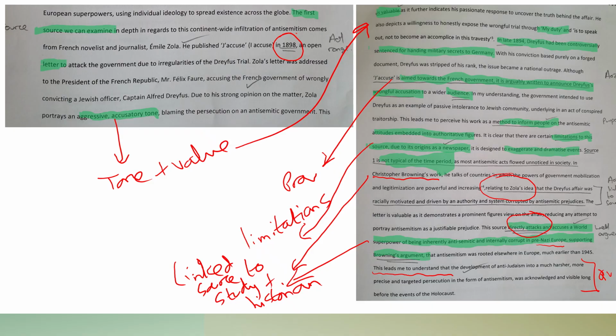So you would have written some information here, and then you go, here's my first source. The first source we can examine in regards to the continent-wide infiltration of anti-Semitism comes from French novelist Émile Zola. We've got a bit of a date, we talk about tone, we talk about the value, we talk about the context, we've talked a little bit about what it's aiming to do and why, how this then links to the study and to the argument overall. In essence, you're looking at about a page per source analysis if you were to put that on top of this bit here, and it just gives you a flavour of what your answer could look like.